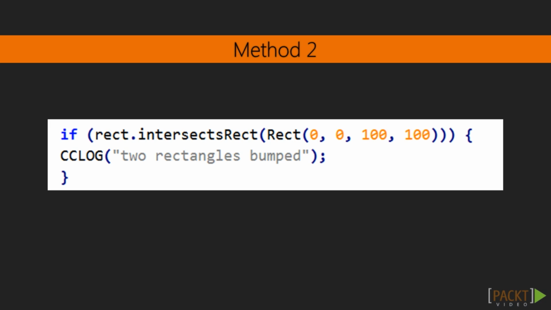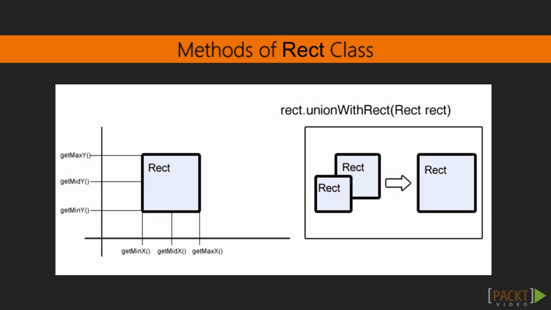The second method checks whether two sprites' rectangles have overlapped. Now, using the intersectsRect method by specifying another rectangle, it is possible to detect whether they overlap. If they overlap, the method returns true. The rect class has more methods including getMinX, getMidX, getMaxX, getMinY, getMidY, getMaxY, and unionWithRect. You can obtain the value in this figure using each of these methods.